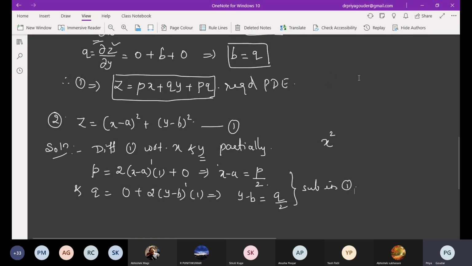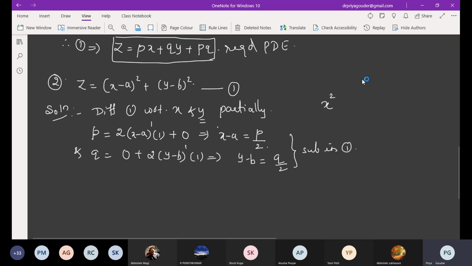So what is to be done with this? Substitute in 1. You can find a and b, but it will simply be a waste. Why go for a again and come back? Better if you can eliminate that full term. What happens to equation 1? z equal to (x minus a) the whole square means (p by 2) square, and y minus b means (q by 2) the whole square. Simplify. Tell me the simplified part.